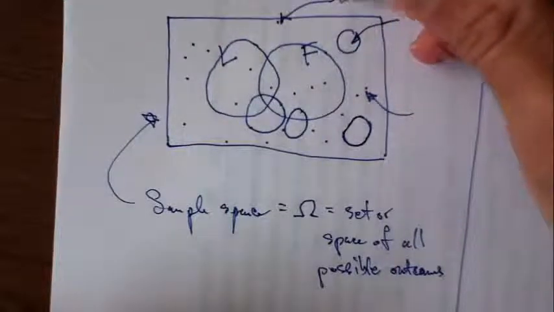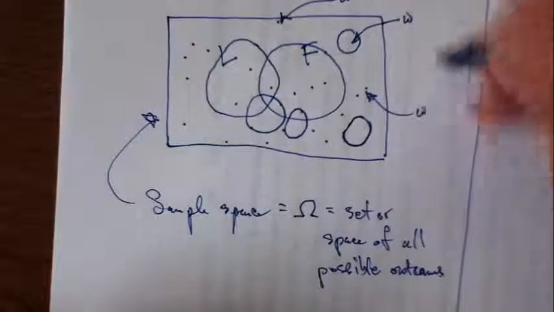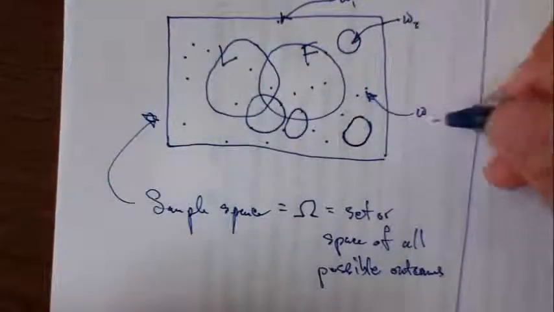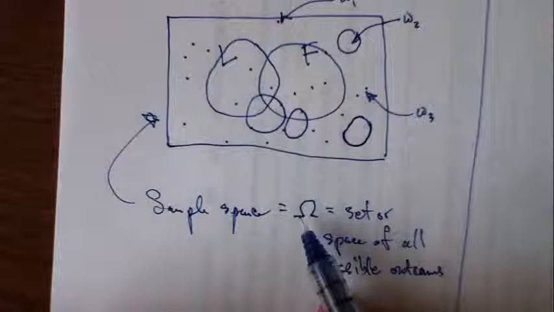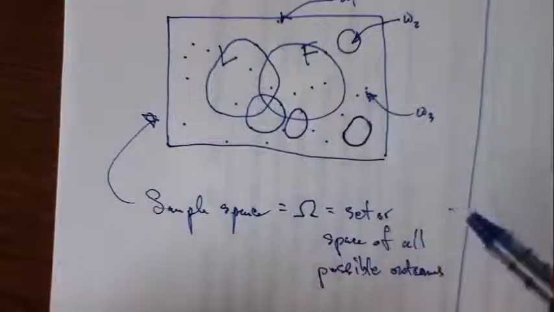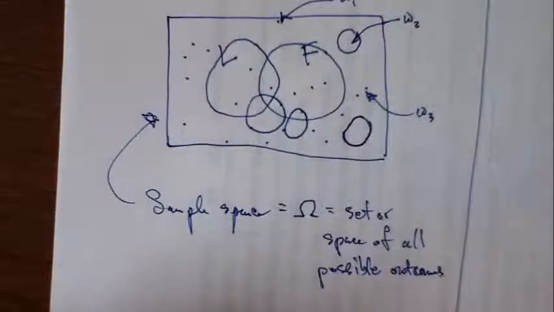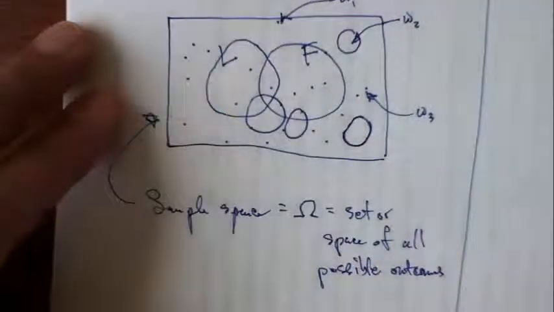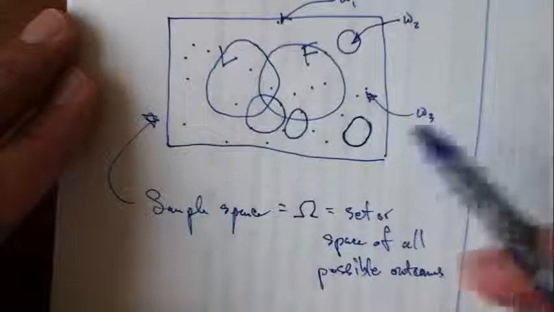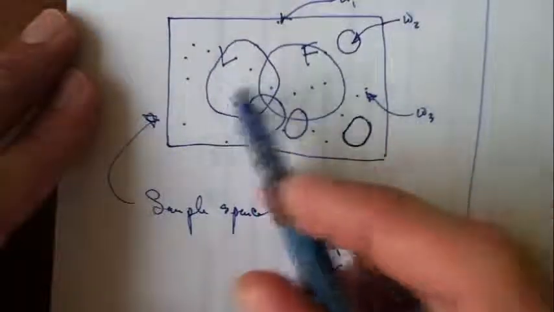Maybe we'll label them omega 1, omega 2, omega 3, etc. Capital omega denotes the entire set of all the little itty bitty omegas. We usually use capital letters, by the way, to represent events.